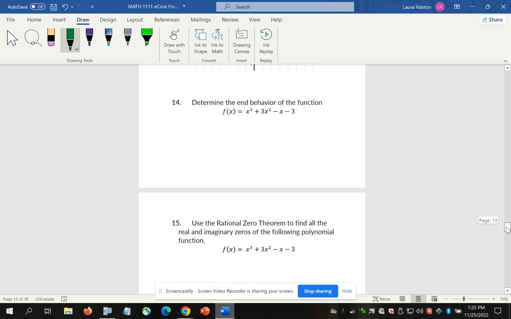All right, question 14 says determine the end behavior of the function. Now, there are two ways to do that particular problem. Again, you can remember the rules, or it may be helpful to look at the graph. That's the simplest way. The other way is to use the rules. So I'm going to enter this equation into my calculator and look at the graph. That's going to be the easiest way to do it. Don't make your life harder than it has to be.